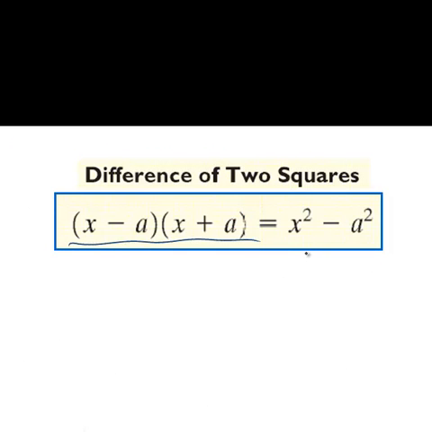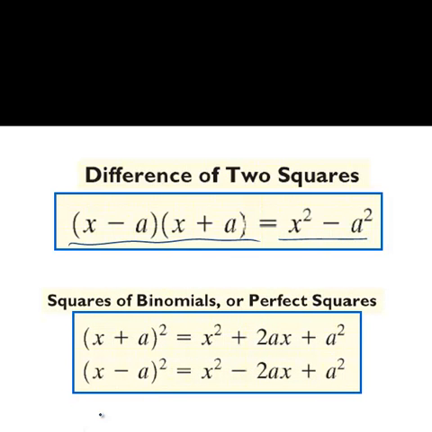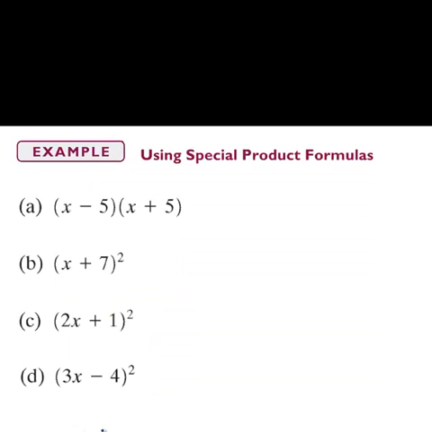So just a reminder of the difference of squares. If you have x minus a times x plus a, the result will be x squared minus a squared. Also, if you have the square of a binomial, it's got this special form, either if you have an addition in the binomial, like you see in the first example, or a subtraction. And the only difference between the two will be whether you see a plus or a minus, respectively, in between the first and second term.